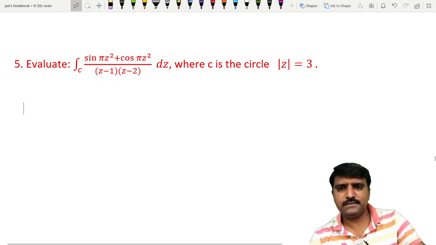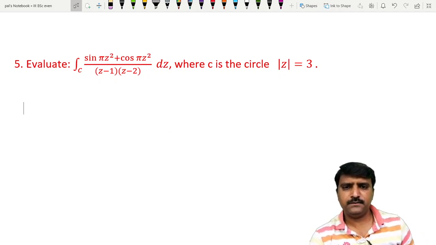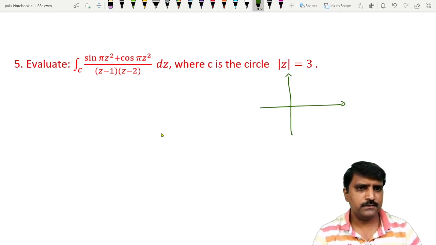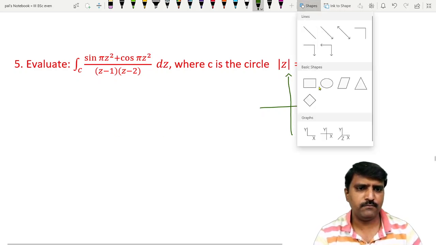So take one more example of the same type. So here that circle is with radius 3. The circle is with radius 3.